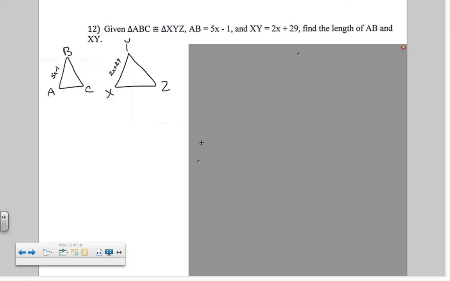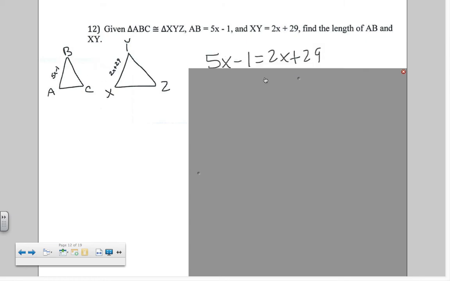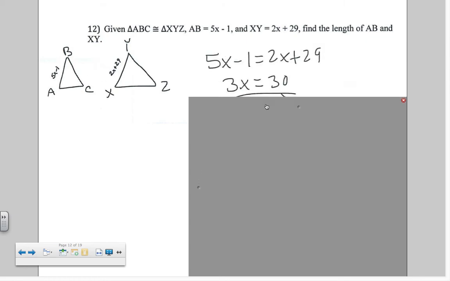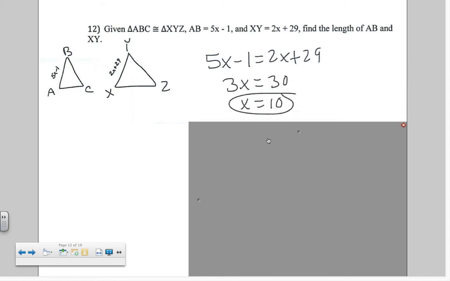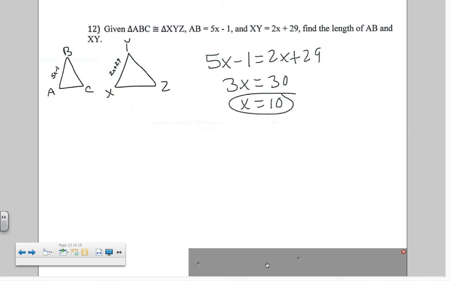So let's draw out the two triangles, ABC, XYZ, then modeling the situation. Then I'm going to label AB as 5x minus 1, XY is 2x plus 29, and because the two triangles are congruent, I know these two sides must be equal. So I set them equal to each other, and I subtract 2x on both sides, I add 1 to both sides, then I divide by 3, and I get x is 10. However, oops, it says to find the length of AB and XY, so I've got to plug 10 back in.